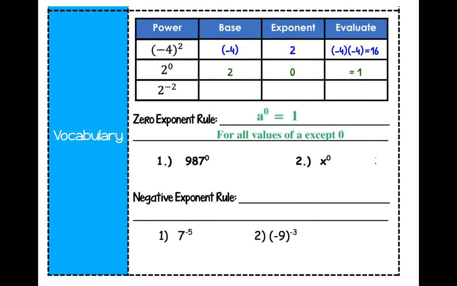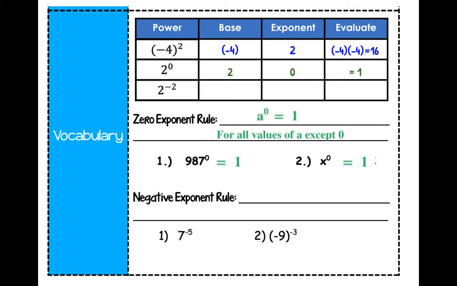So we're going to take a look at these 2 examples that I have here. In the first example, I have 987 raised to the 0 power. And in the second example, I have x raised to the 0 power. Notice how in one example, I have a number as a base, 987, and in the second example, I have a variable. But they're both going to give me 1. This is due to the 0 exponent rule. For all values, it could be a number, it could be a variable, as long as it's not 0, if that base is raised to the 0 power, it is going to be 1.